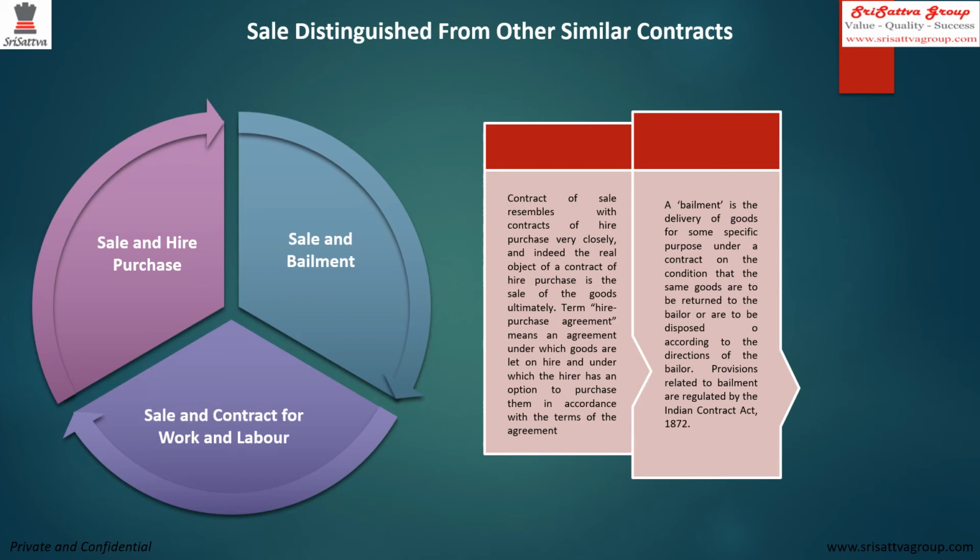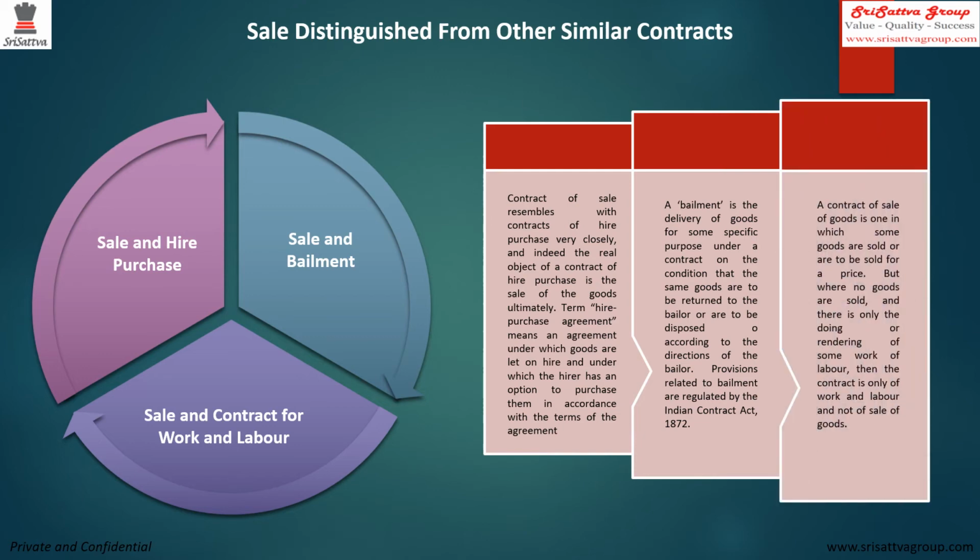Sale and contract for work and labor. A contract of sale of goods is one in which some goods are sold or are to be sold for a price. But where no goods are sold, and there is only the doing or rendering of some work of labor, then the contract is only of work and labor and not of sale of goods.